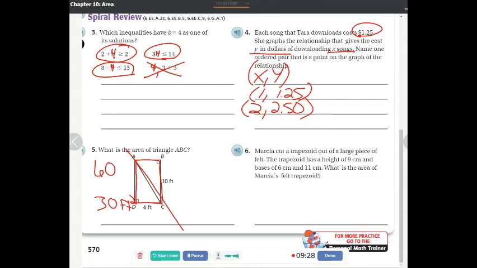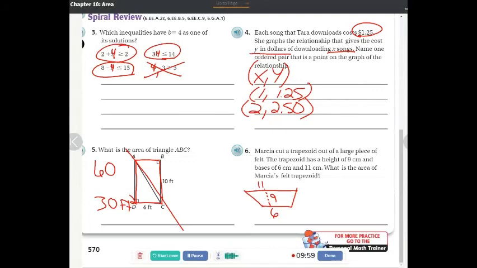Finally, Marcia cut a trapezoid out of a piece of felt. The trapezoid has a height of 9 centimeters and bases of 6 and 11. What is the area of Marcia's felt trapezoid? Well, let's see. The best strategy, I think, for all of you at home is to go ahead and draw this out. If you haven't drawn it out, you're probably not giving yourself the best chance to succeed. So we've got a height of 9. We've also got bases of 6 and 11.